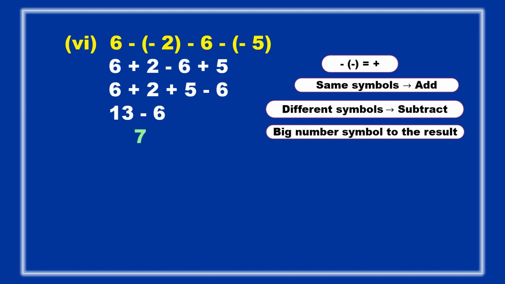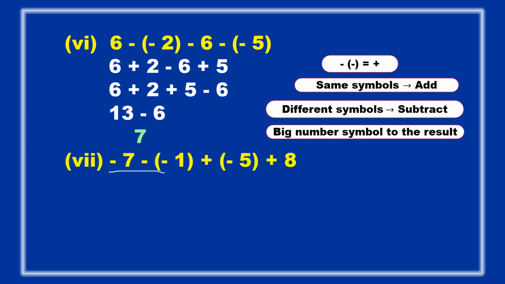Okay. And you should remember one thing. The answer should be given the big number symbol. Why? Because here we are subtracting. Whenever you are subtracting, you should give the big number symbol to the answer. Here 13 has the plus symbol, so your answer will be plus 7. And we already know that plus means no need to give the symbol. Clear? So let me take the next example.